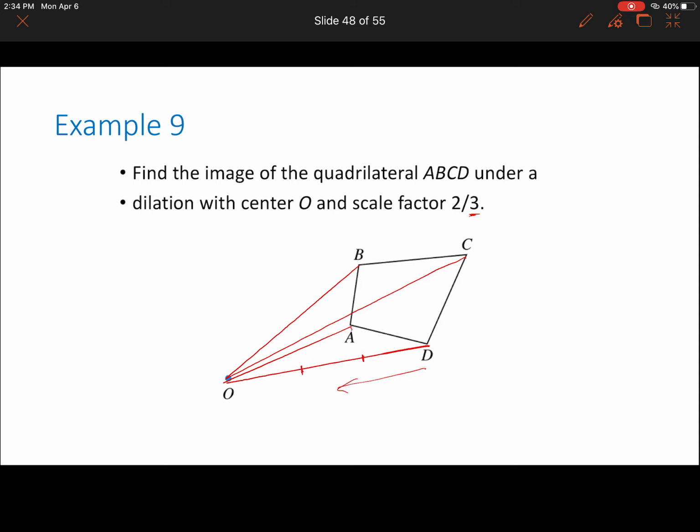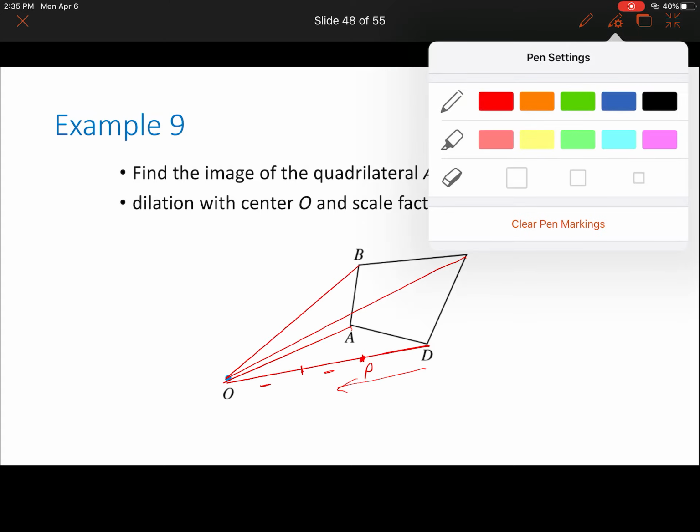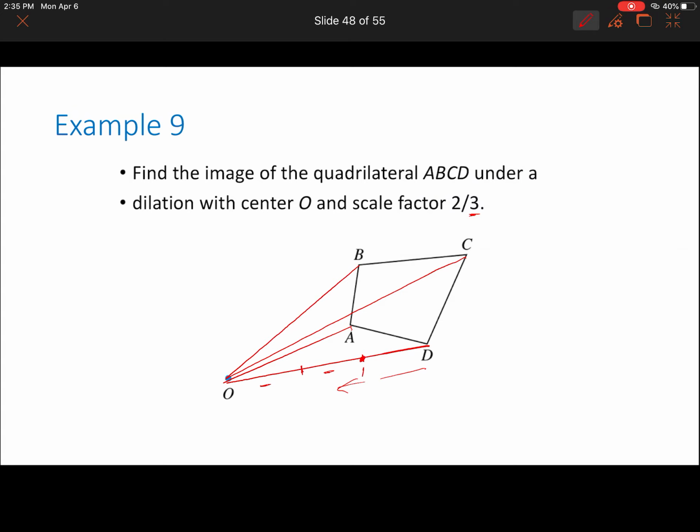And we want our new image, our new figure, to be 2/3 the size of the original, right? We have the original, we want the new one to be 2/3 of that. And so that means that this side length needs to be 2/3. And so there's 1/3, 2/3. So point D prime needs to be here. There we go, D prime.